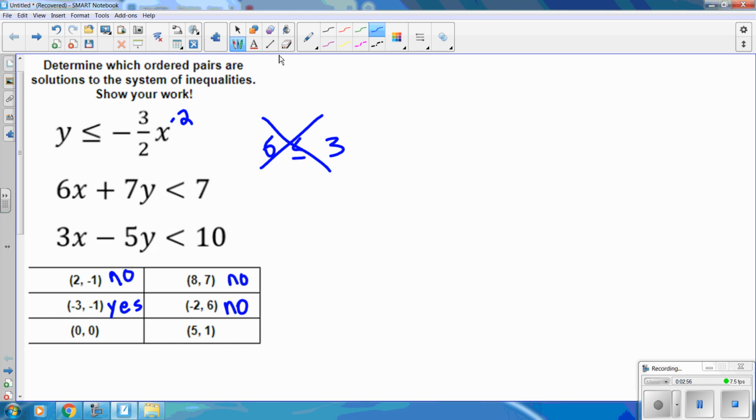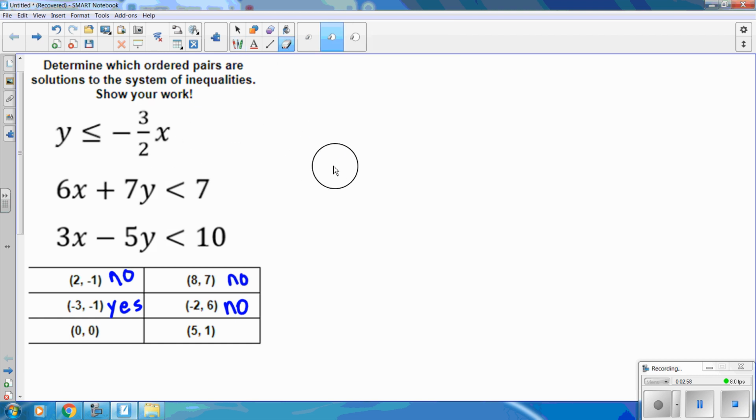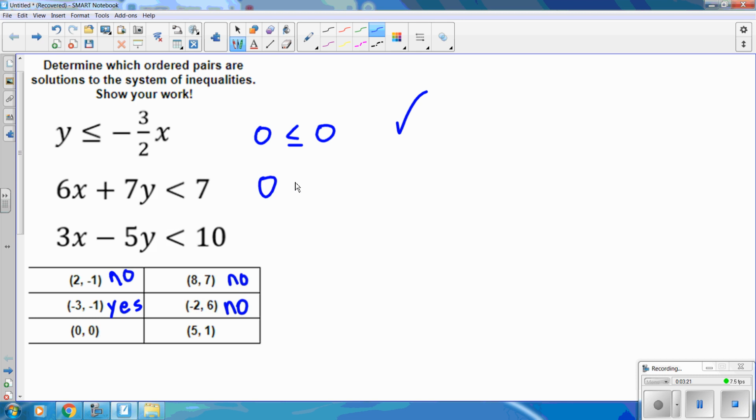Next ordered pair we're going to try is 0, 0. So we're going to plug 0 in for x and for y. So we have 0 less than or equal to 0 times this here, which is going to be 0. 0 times anything is 0. 0 is less than or equal to 0 because of the equal to sign, so this is a true statement. Now if we plug 0, 0 in for x and y here, we're just going to get 0 plus 0 less than 7. 0 is less than 7, so that's a true statement.